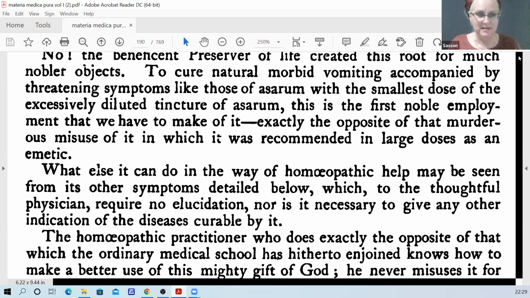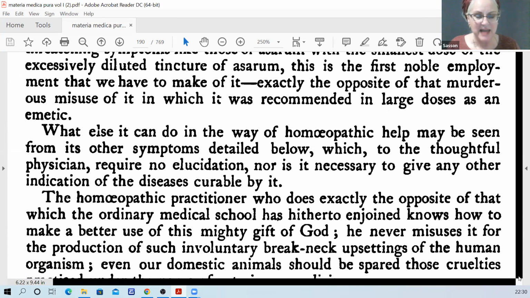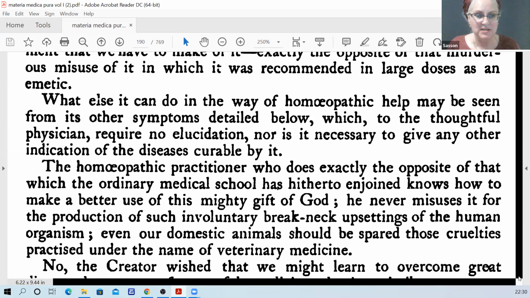Yep, to the thoughtful physician, and therefore the homeopath, we don't need any more information than what is going to be detailed to us in the proving data, because that will show us exactly what we need to know in order to use this as an actually curative homeopathic medicine.